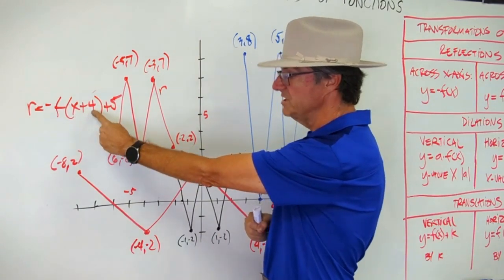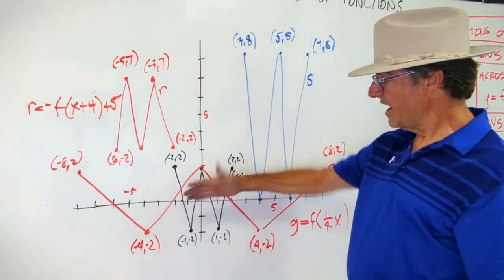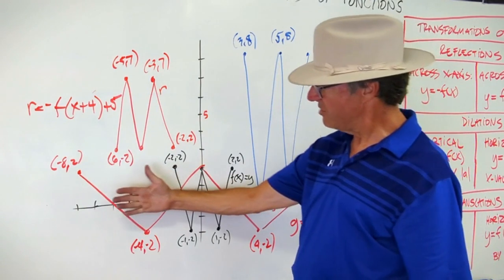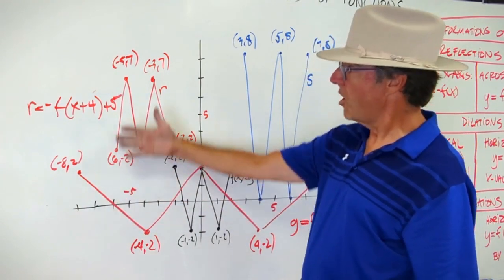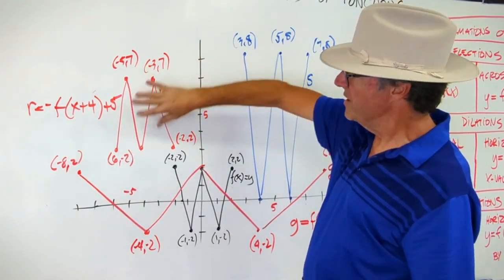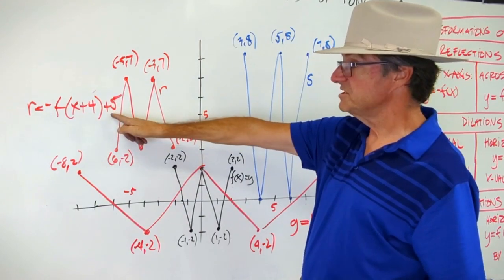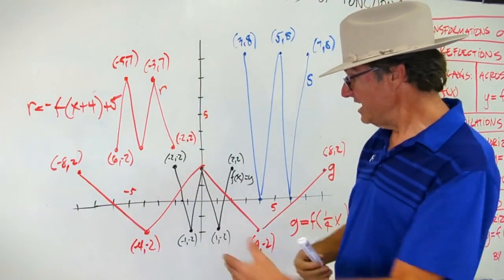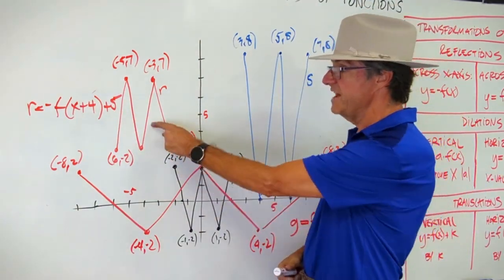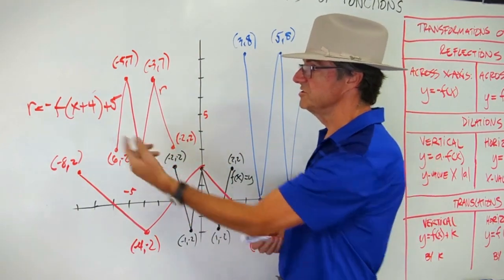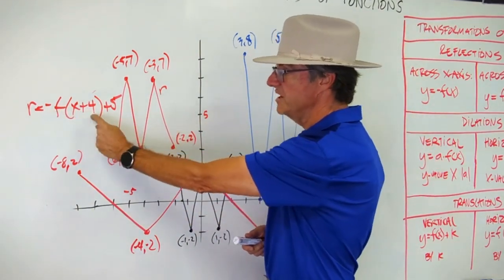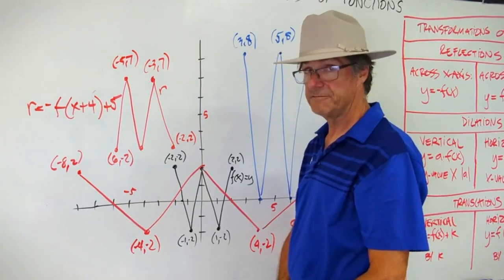So that gives me x plus 4. Now that I flipped it, I'm still down here. And I need to go up a whole 5 to get all the way up to where this is. So that's the +5. So to get from this W to that W, what I need to do to my equation is I need to do negative f of x plus 4 plus 5.